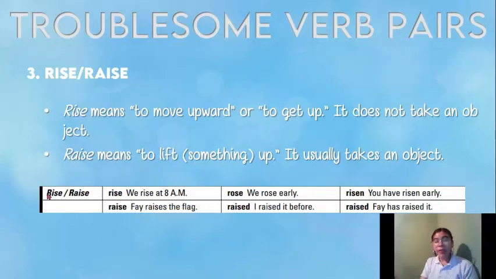So we have rise and raise, and we have rise in present: we rise at 8 a.m. We rose in past, early. And past participle, risen: you have risen early. And we have raise, as in Faye raises the flag, like she's carrying the flag up. Raised in past, I raised it before. And in past participle, Faye has raised it.